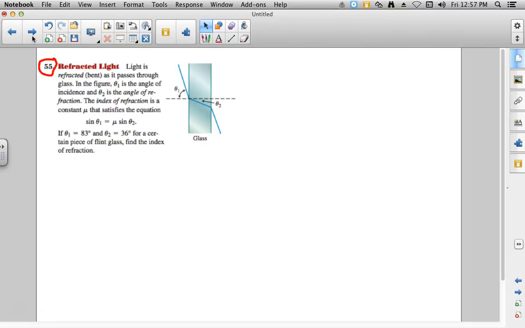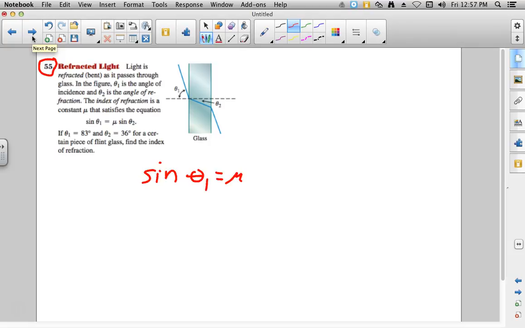Number 55 says light is refracted or bent as it passes through glass. In the figure, theta 1 is the angle of incidence and theta 2 is the angle of refraction. The index of refraction is the constant mu that satisfies the equation: the sine of theta 1 equals mu sine of theta 2. And they give us theta 1 and theta 2. So what I would want to do is solve for mu.